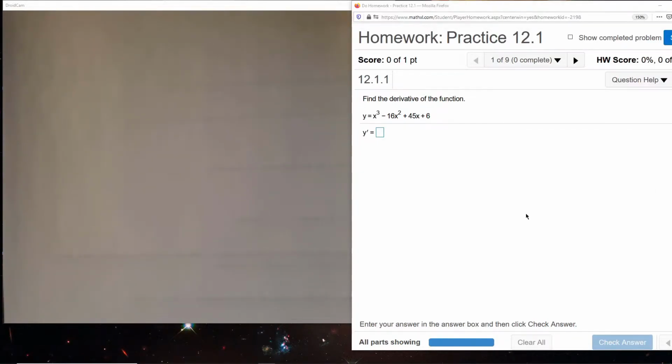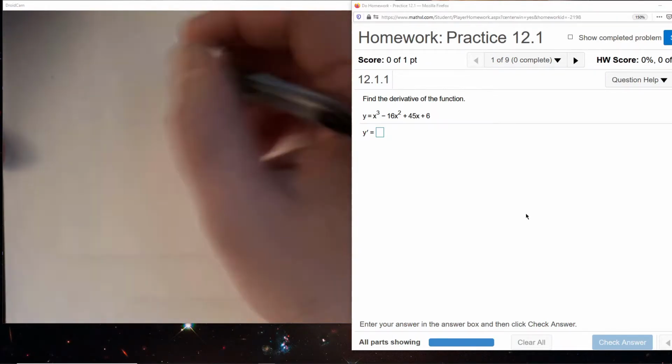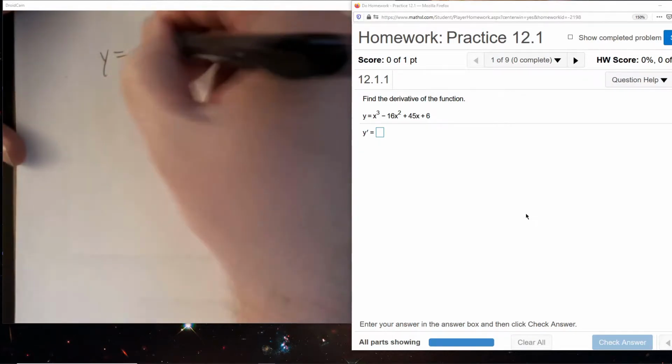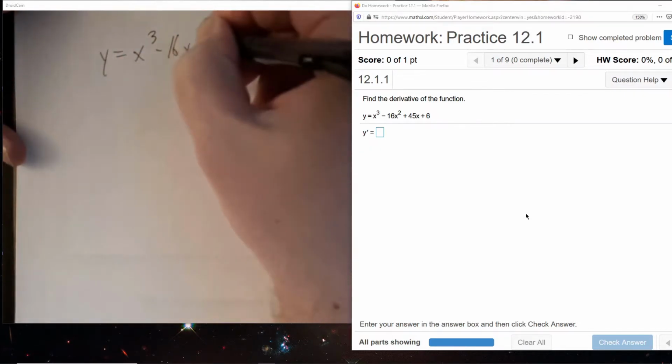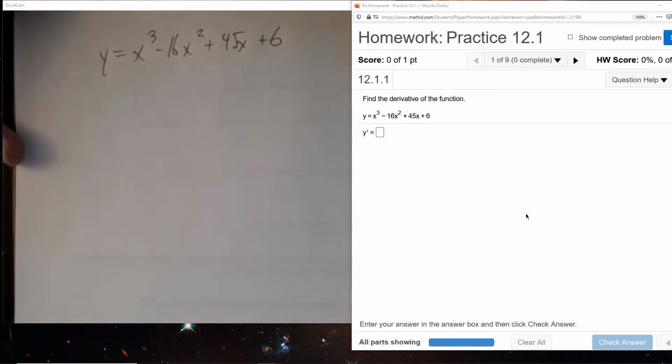So let's check out practice 12.1. And I'm calling this 12.1, but these are questions that are all through chapter 12, actually. So let's just look at the first question here. And we want to take the derivative.